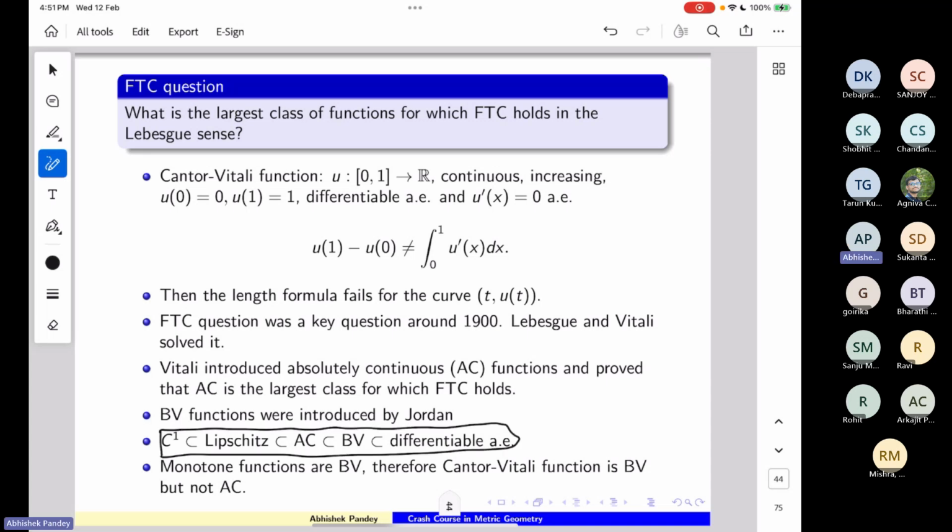Basically, this is just a containment of these classes of functions. The Cantor-Vitali function is a bounded variation function, that is fine, but it is not absolutely continuous. So that is what we are missing here, which is absolute continuity.